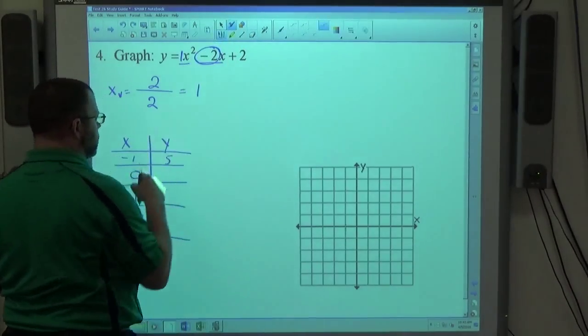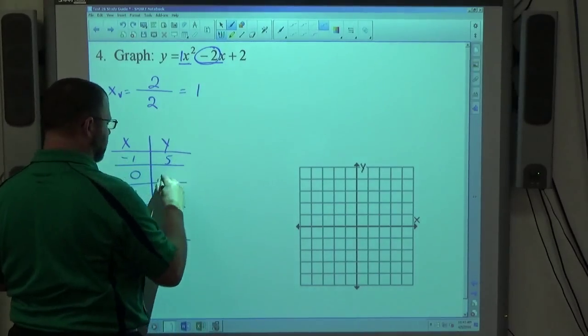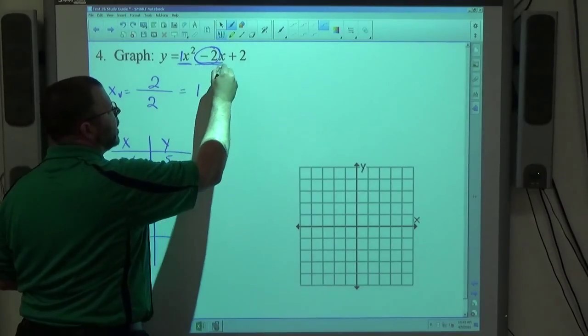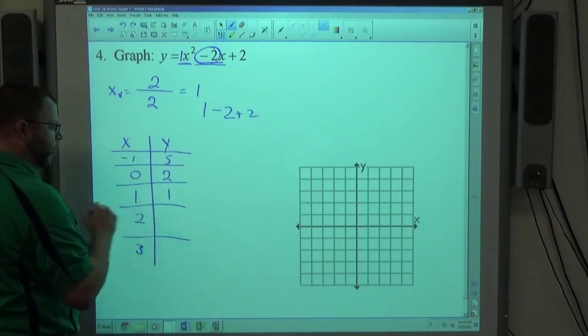If I put in 0, 0 squared is 0. -2 times 0 is 0. +2 is going to be 2. If I put 1 in, 1 squared is 1. -2 is -2 plus 2. 1 minus 2 plus 2 is 1.